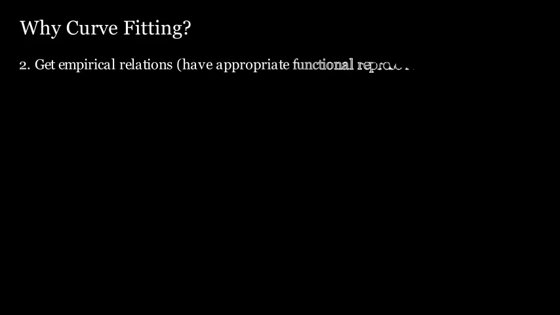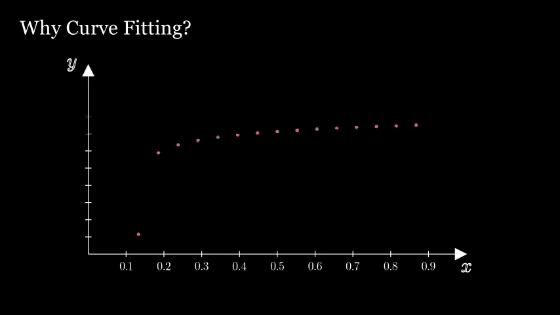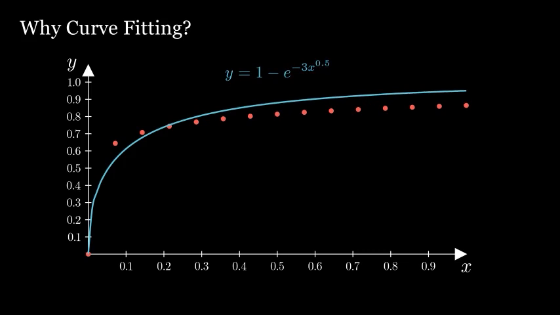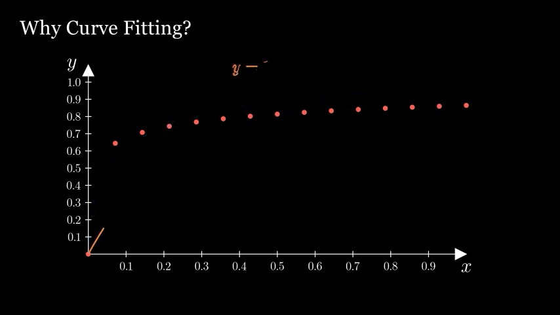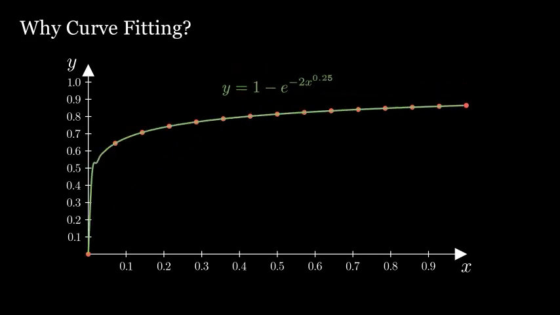Second one is to get empirical relationships. We want to have functional representation of the point data. So here we have a more complicated point data. And since we know it is of the form a minus e to the power b x to the power c, we want to play with a, b and see the different values. So we see this one fits the data very well.